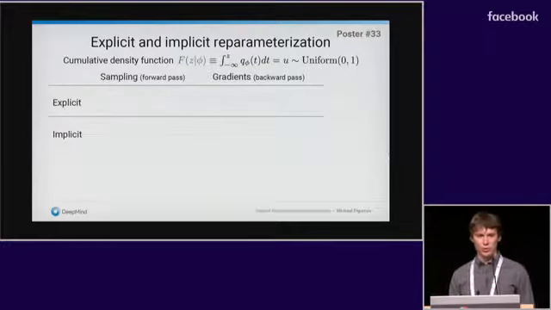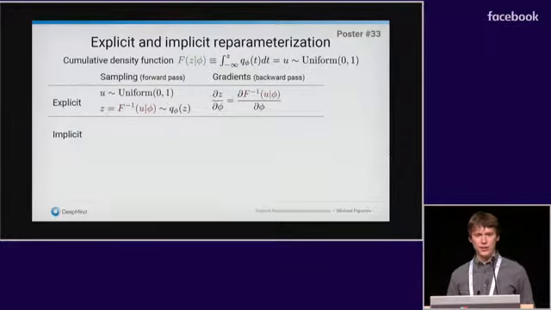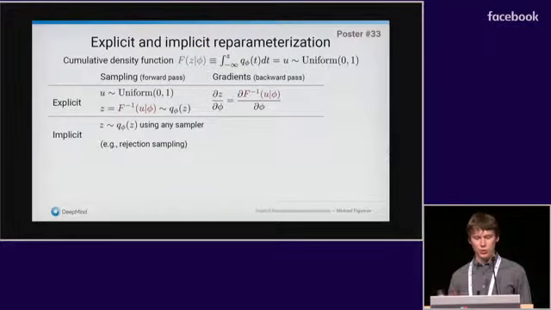In standard or explicit reparameterization, we invert this process by first sampling a uniform random variable and then passing it through the inverse CDF. The gradient dz over d phi is computed by automatically differentiating the inverse CDF. But what if the inverse CDF is intractable? In implicit reparameterization, we decouple these two steps. First, we sample z using any sampling method, such as rejection sampling.